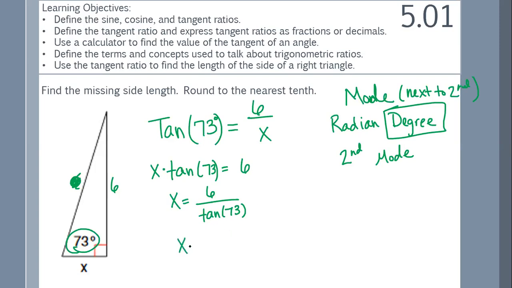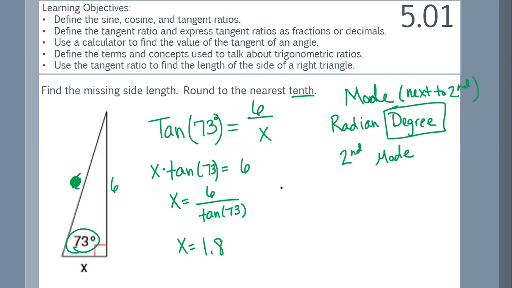Okay, so when I type this into my calculator, 6 divided by, the tangent is above the closed parentheses, so second 9, 73, close parentheses, and enter. So I get x to be, okay, it said round to the nearest tenth, so 1.8. Again, I came out with 1.8343, blah, blah, blah.